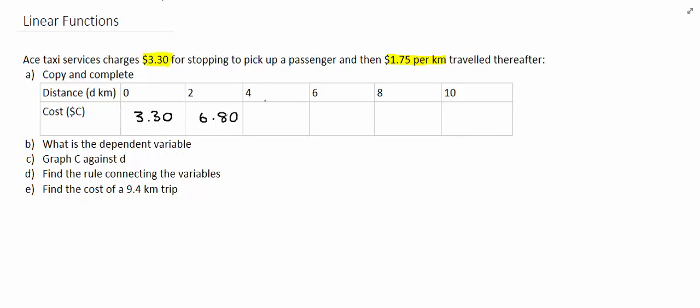Okay, so if we've gone 4 kilometres, it's $3.30 plus 4 lots of $1.75, which is going to give us 10.3. If we've gone 6 kilometres, it's $3.30 plus 6 lots of $1.75, $13.80. 8 kilometres is going to be $3.30 plus 8 lots of $1.75, and 10 kilometres, $3.30 plus 10 lots of $1.75.